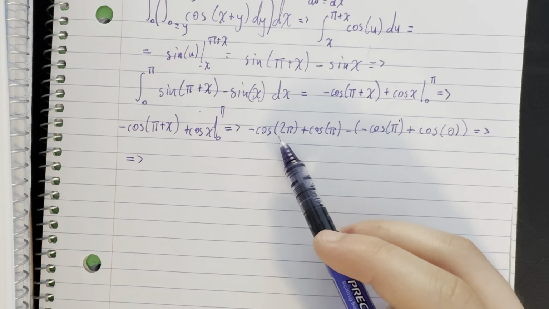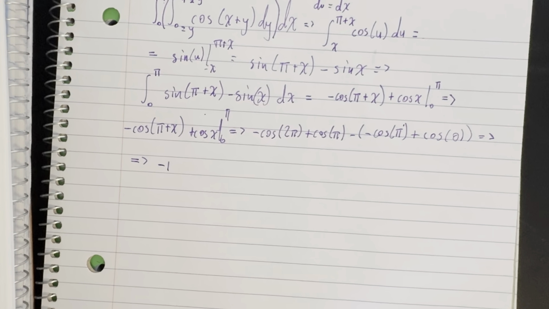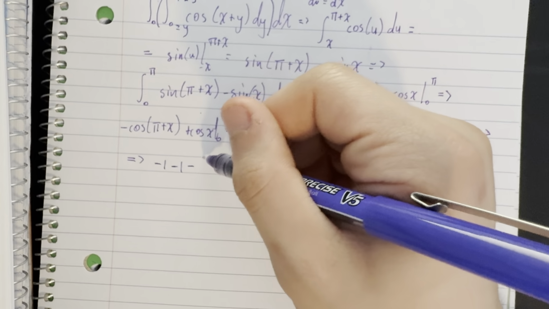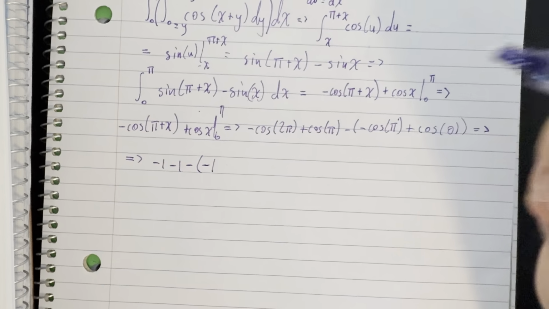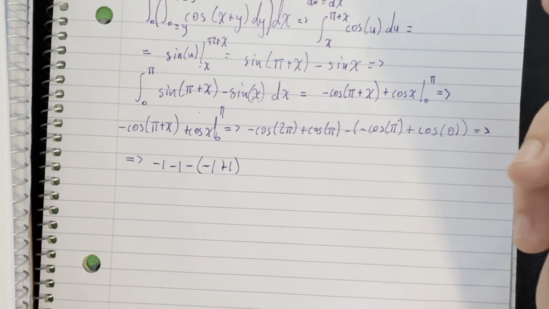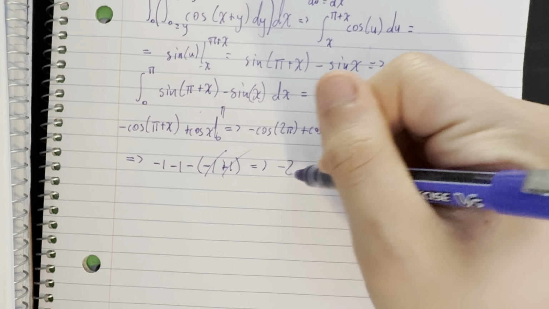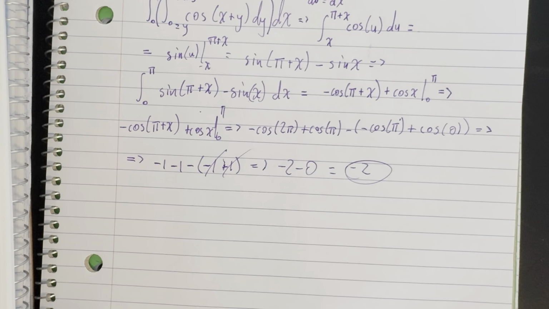So what is this guy? Negative cosine of 2 pi, that's negative 1. Cosine of pi is negative 1. And that's minus cosine of pi, which is negative 1. Cosine of 0 is 1. So that means these guys cancel. And you're going to have negative 2 minus 0, which is just negative 2. Yep, that's the answer.